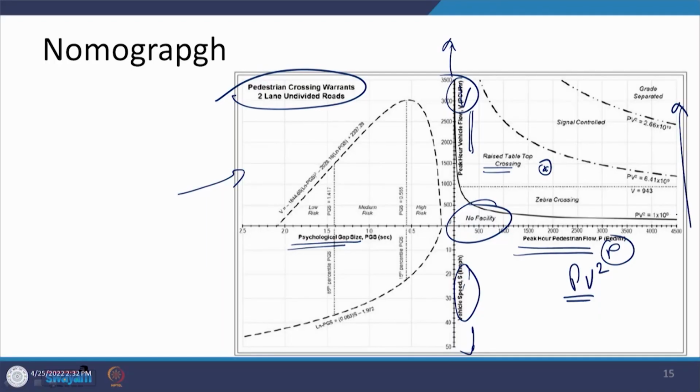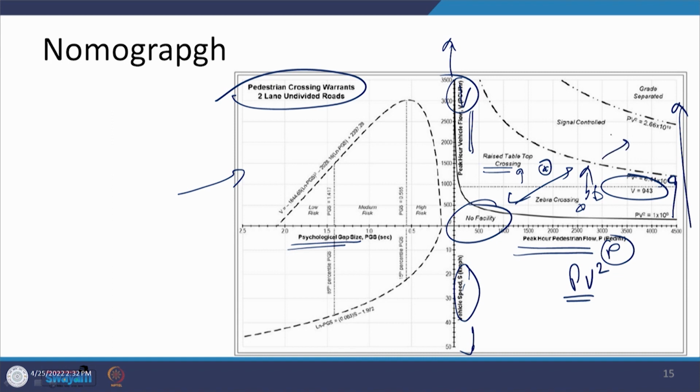As soon as it changes from 1 into 10 to the power 8 to another value, then we have this segment in which a facility has to be provided, and this is divided into 2 parts by using the acceptable wait time of 45 seconds or the vehicular flow corresponding to that, which is 943 PCU per hour. If it is falling below this, then we can go for a zebra crossing, but if it is falling above this, then we can go for a raised tabletop crossing.